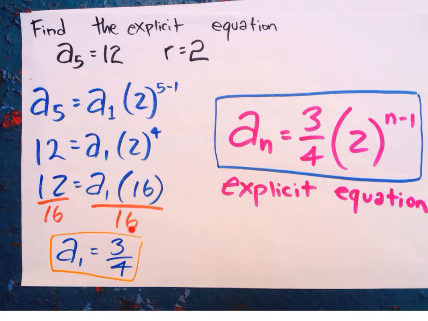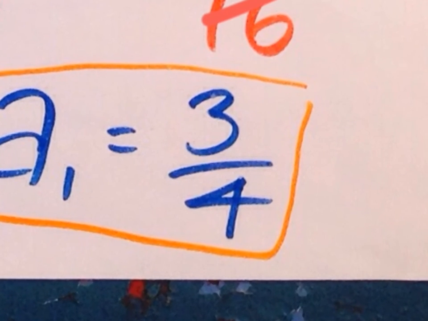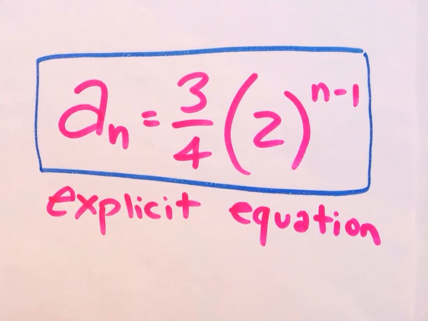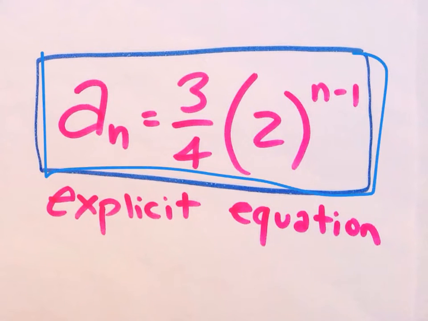We then divide both sides by 16. So these, of course, cancel out. A sub 1 equals 12 over 16, which reduces to positive 3 over 4. We then take that first term, plug it into our explicit equation, and this is our answer.